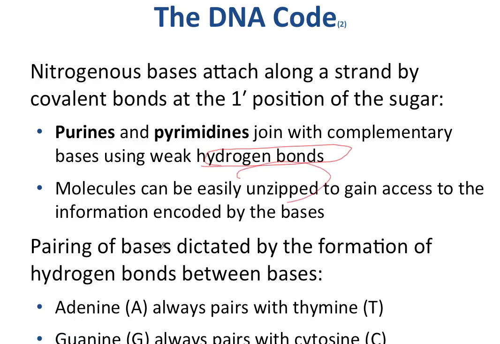Unzipped to expose the sequence of the base, because the sequence of the base actually is the genetic information, and so the DNA strand can be either replicated or transcribed. Normally, the nitrogenous bases pair with each other. For example, adenine is paired with thymine, and guanine is paired with cytosine.